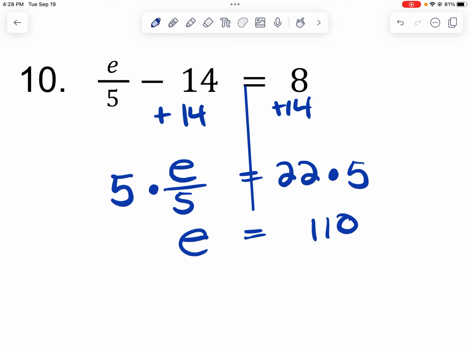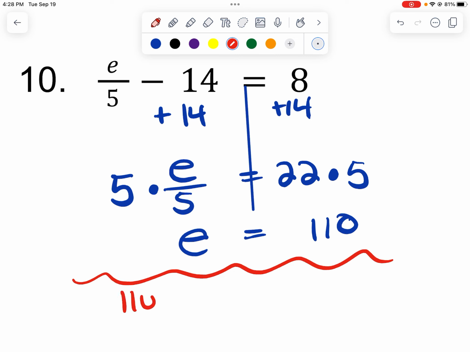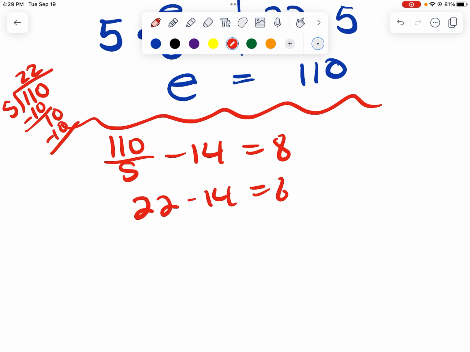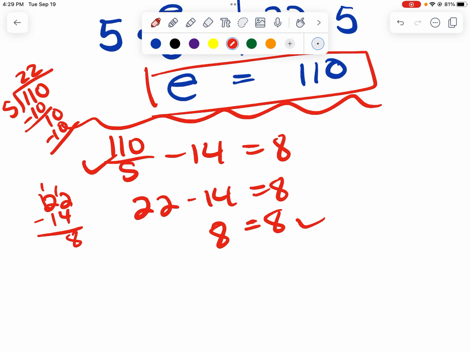And I'd plug that back in. So 110 divided by 5 minus 14 equals 8. 110 divided by 5, that would go in 2 times, that would be 10. That would go in 2 times, that would be 10. So 22 minus 14 equals 8. 22 minus 14, borrow, that's 8, equals 8. So yes, that is the correct answer.